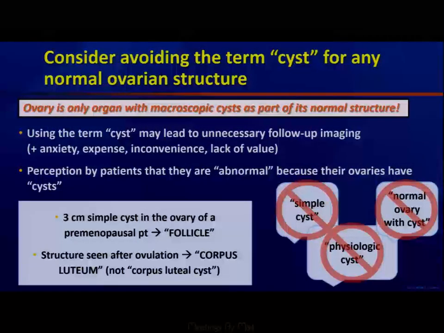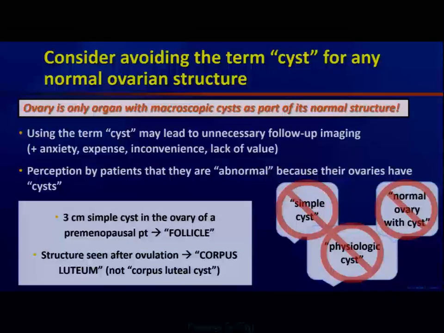So I'll get back to the point I made a few slides ago. I'd like you to consider avoiding the term cysts for any normal ovarian structure. Remember that the ovary is really the only organ in the body with macroscopic cysts as part of its normal structure. The problem is that using the term cyst may lead to unnecessary follow-up imaging. I know we've all seen that happen. It can add anxiety to patients who read their reports. It can add expense, inconvenience, and not value.